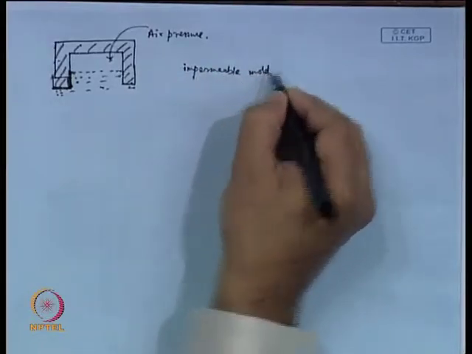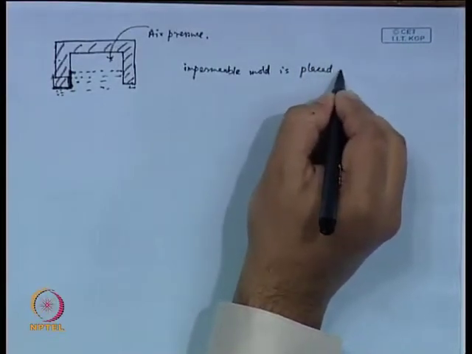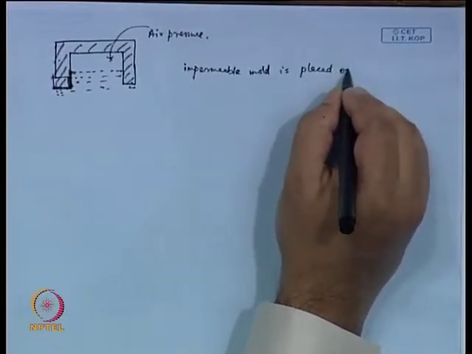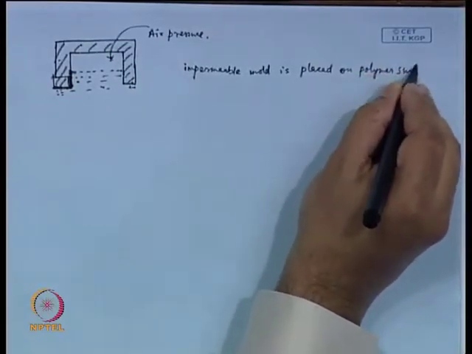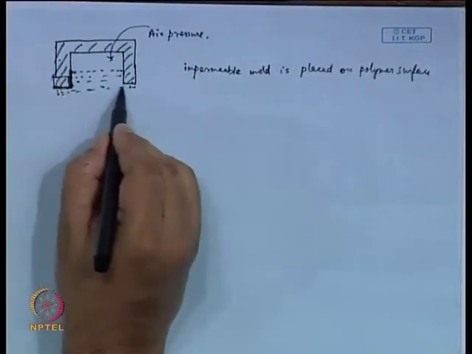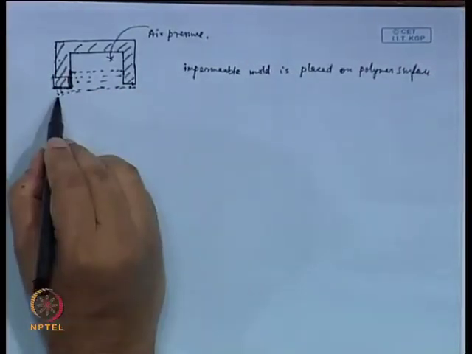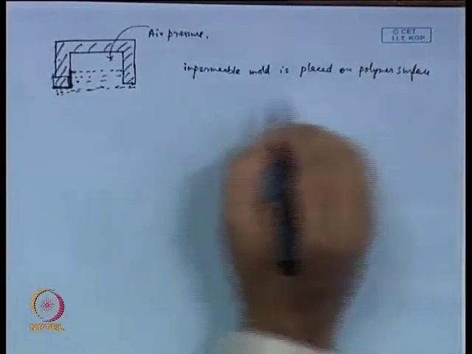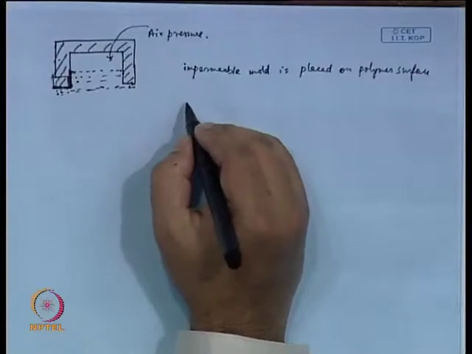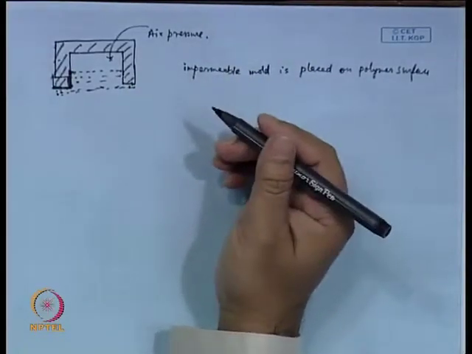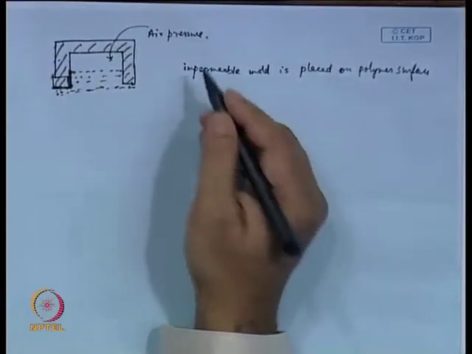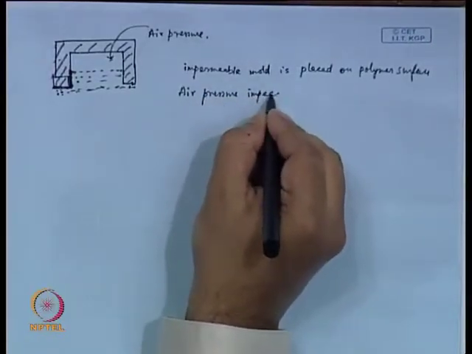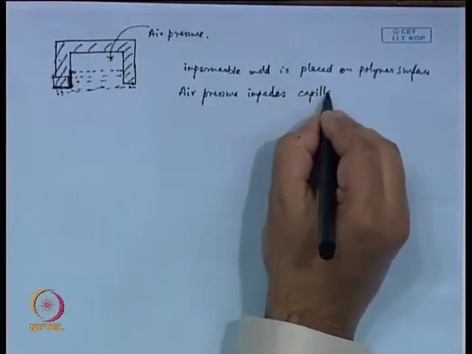So, this is the case when an impermeable mold is placed on the polymer surface. We have to assume that there is polymer here, and maybe you have the substrate down there, so the polymer should come in and go inside. So, impermeable mold is placed on the polymer surface. Air pressure will build up, which you have already understood in a closed capillary. So, this air pressure impedes capillary action.